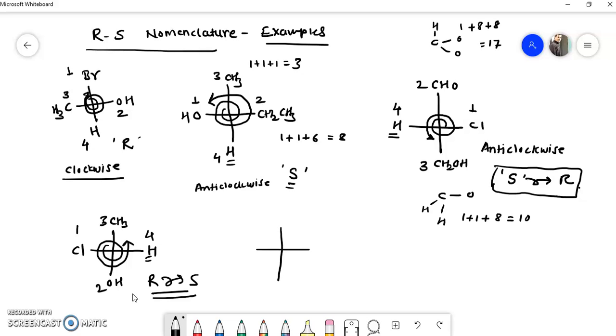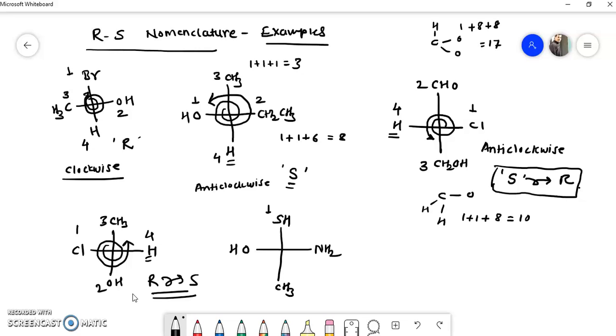We'll see one more example. Suppose here is an NH2, here is an SH, here is suppose a CH3, and here is an OH. Now we know that sulfur has the highest priority because its atomic number is more than oxygen.